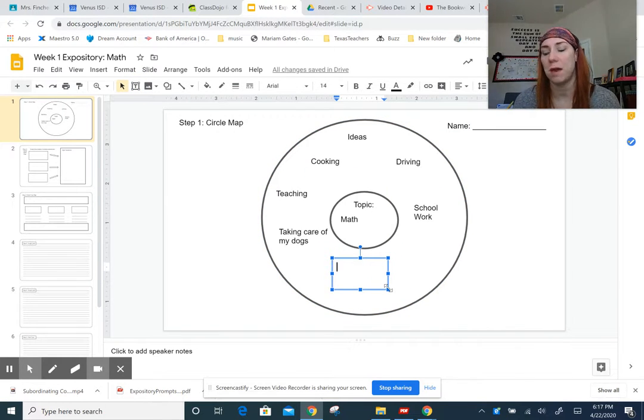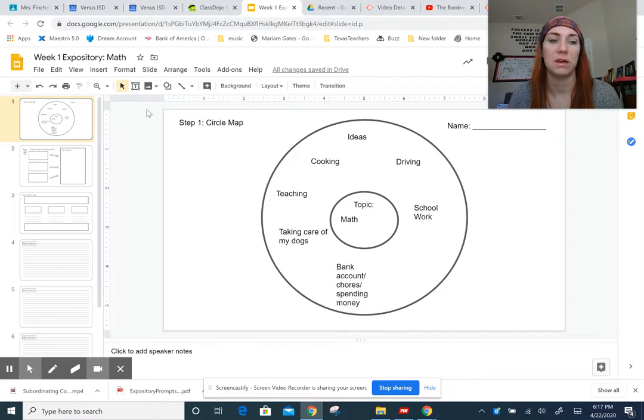I may use math when I am budgeting. So if I'm spending money and checking on my bank account, I know I need to use math when I'm counting. So bank account, and for y'all, maybe it's like chores or when you're spending money. So those are kind of all going together. And then one more thing I need to use math with.